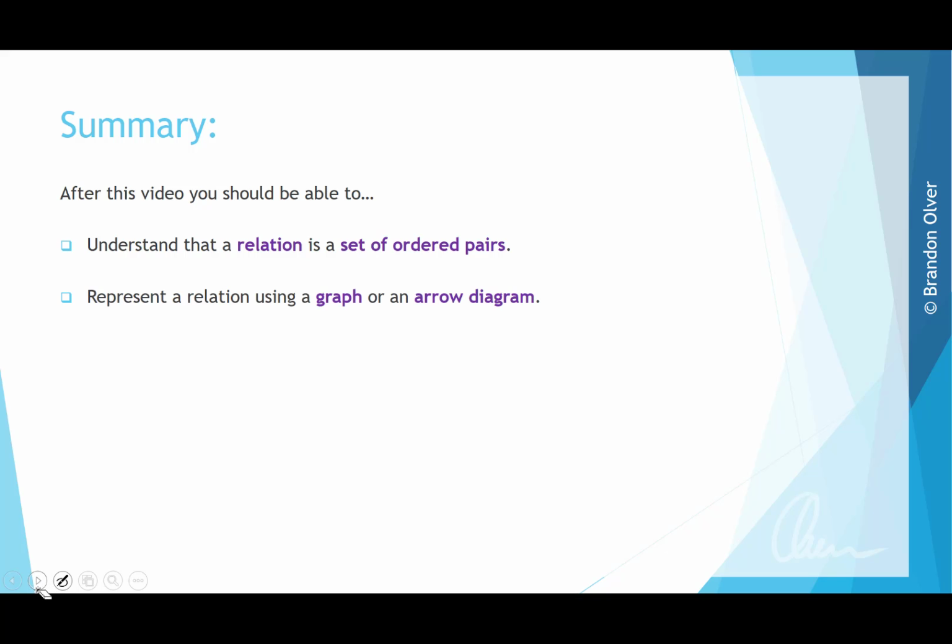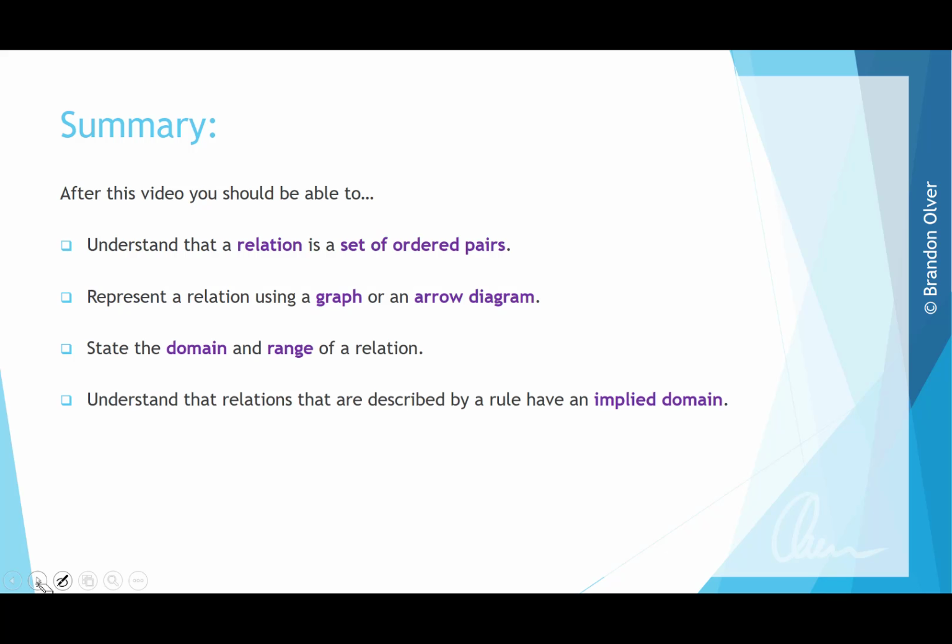So after this video, you should be able to understand that a relation is a set of ordered pairs. You should be able to represent a relation using a graph or an arrow diagram. You should be able to state the domain and range of a relation. And you should understand that relations that are described by a rule have an implied domain.